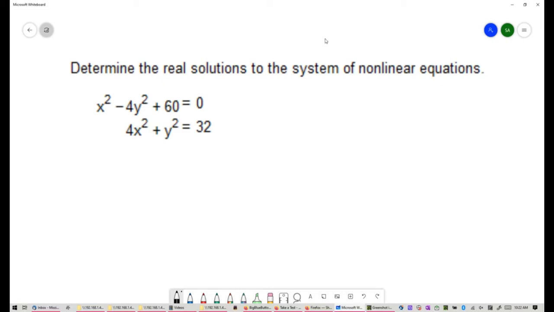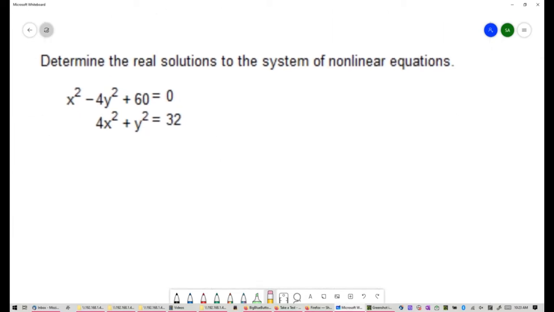On this question, we want to determine the real solutions to the system of nonlinear equations. We have the system x squared minus 4y squared plus 60 equals 0, and 4x squared plus y squared equals 32. When I start systems of nonlinear equations, I like to get a visual representation so I can get an idea of how many solutions I might be looking for.